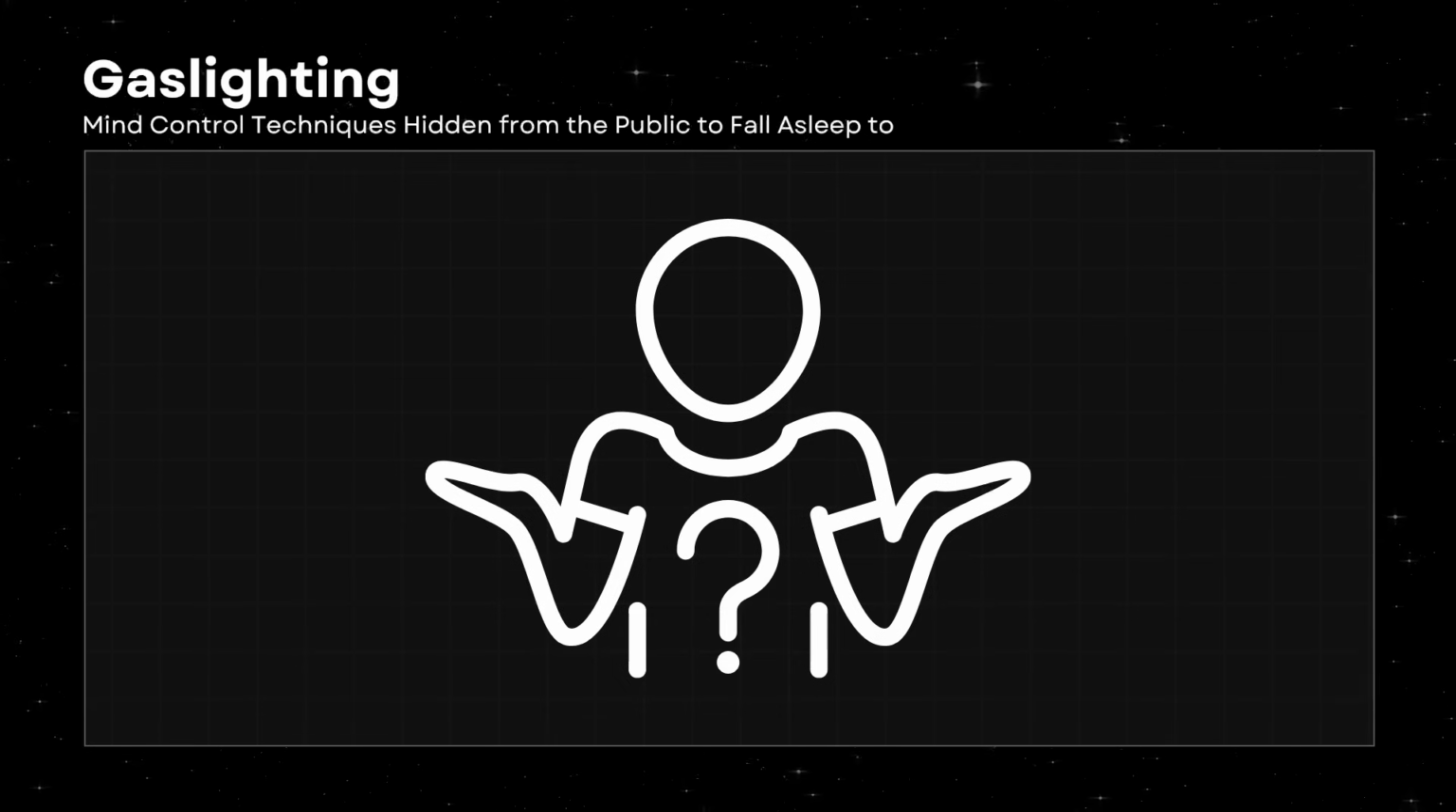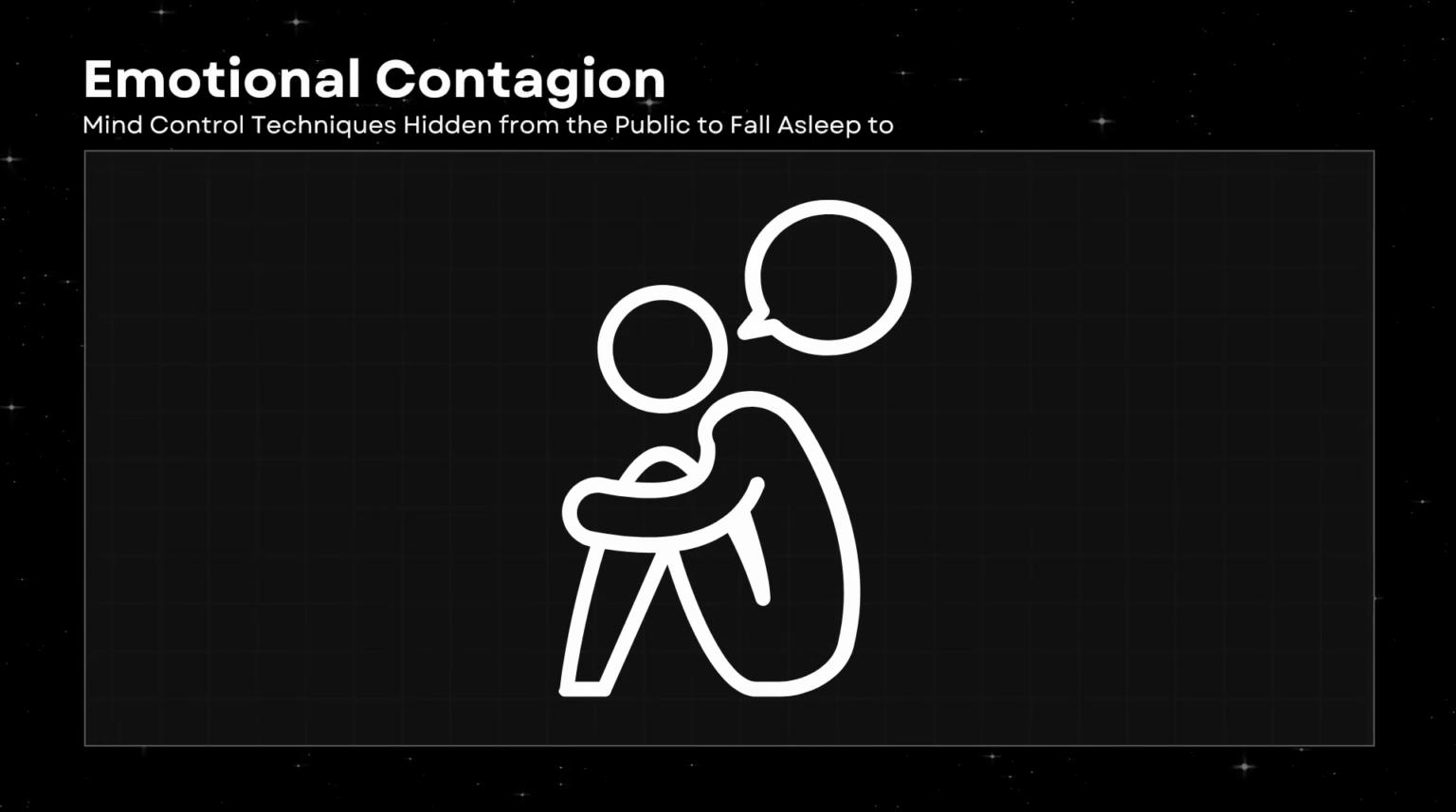When people don't trust themselves, they stop asking questions. They become easier to manage. That is why gaslighting is so often used where control is the goal, not truth, not growth, not care, but control. Emotional contagion is the spread of emotion through a group of people.